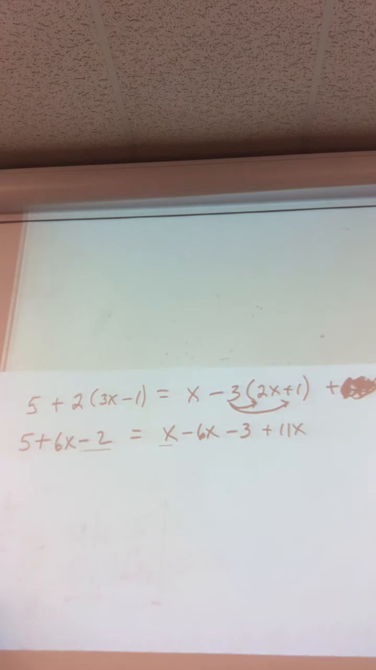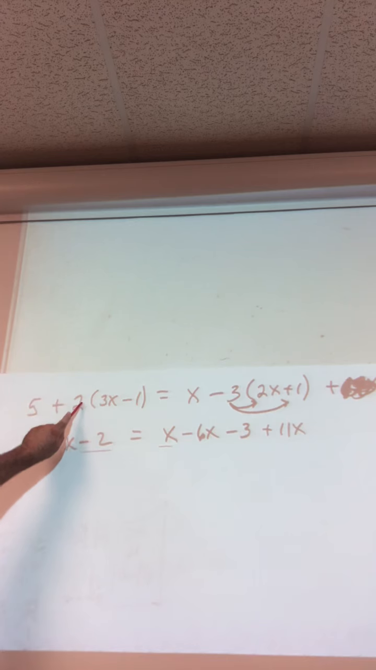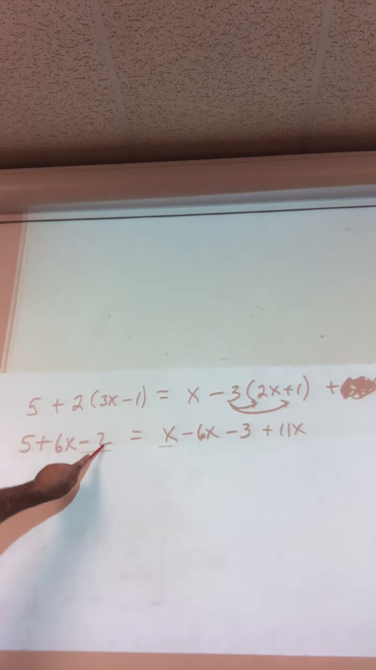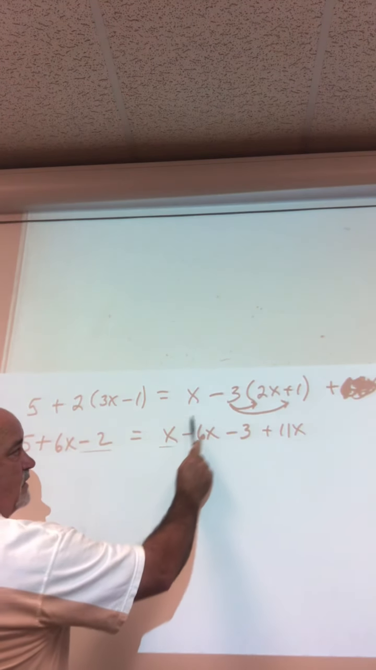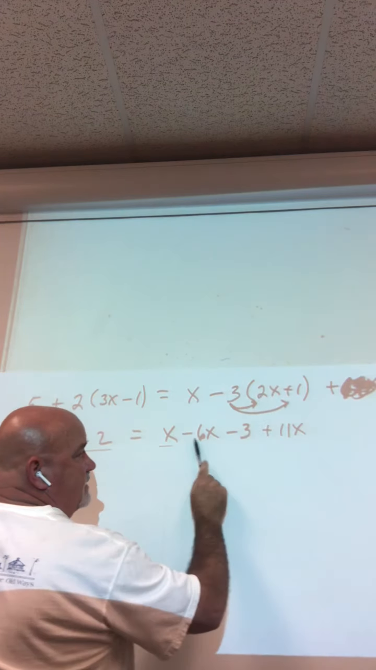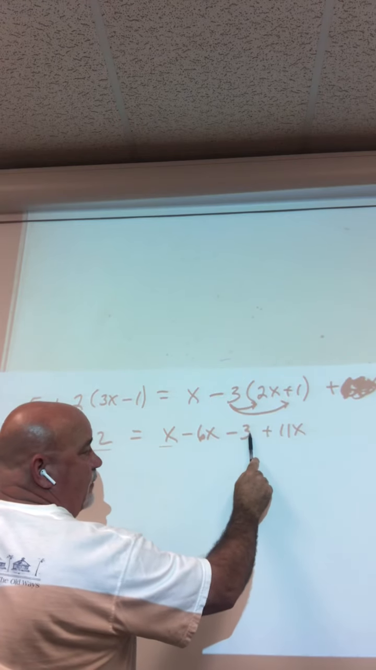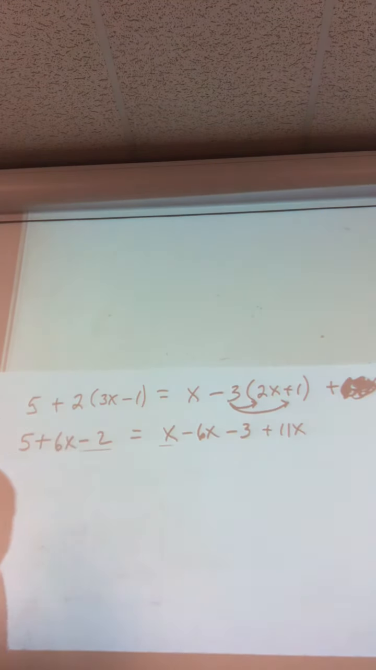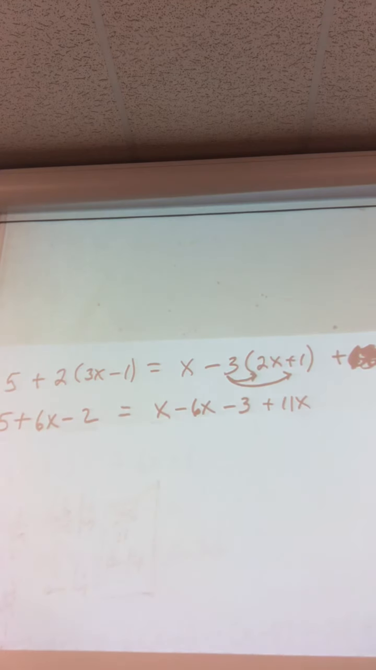Okay, so bring down the 5. Plus 2 times 3x is 6x, and then 2 times the negative 1 is negative 2. And bring down the equal. Bring down the x. Negative 3 times 2x is negative 6x. And then negative 3 times a positive 1 is negative 3. And then I just bring down the plus 11x. Let me make this a little bigger for you now. Okay. Now, I've gotten rid of the grouping symbols.